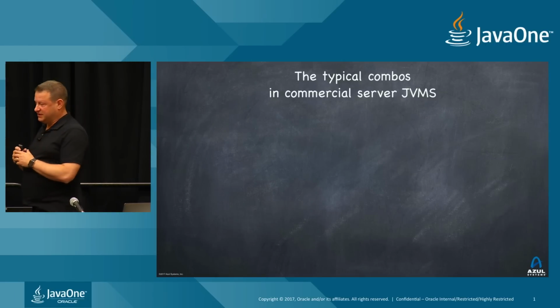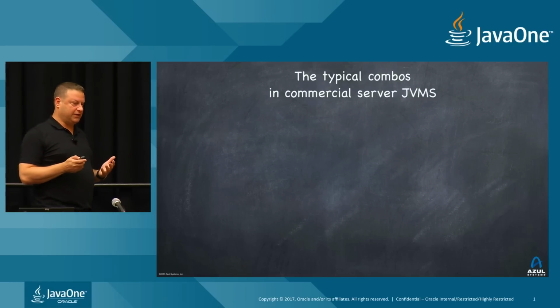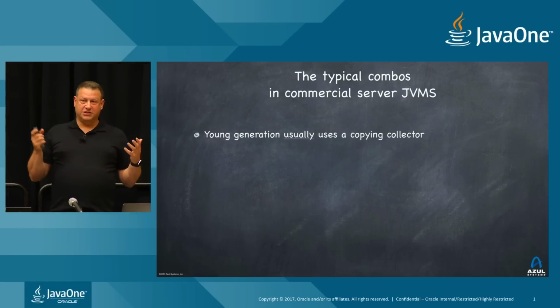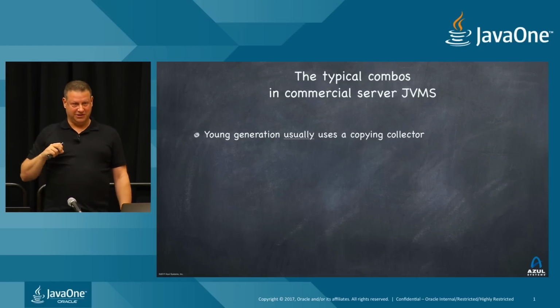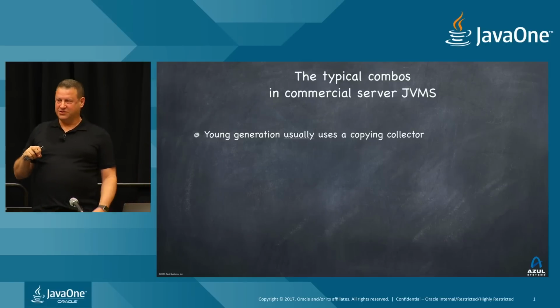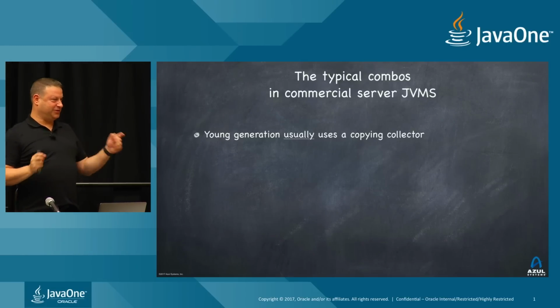Now, if we put all these things together, we talked about terms and mechanisms. Let's look at how they come together into actual collectors. The young generation, all the collectors, all the current production collectors are generational. There's some non-generational or hybrid generational. I'm very interested in your talk later that explains how you can half do a generational.